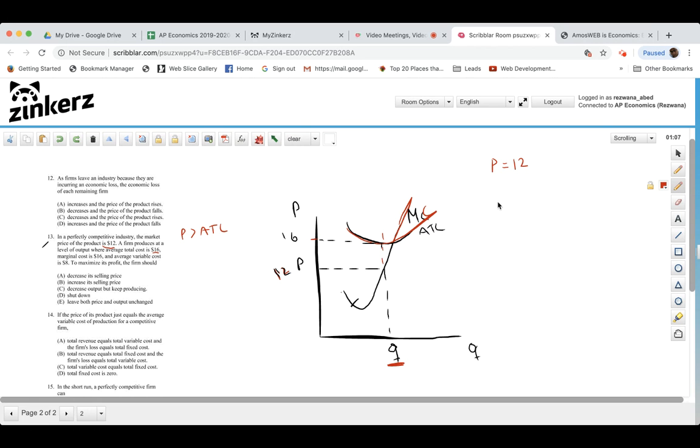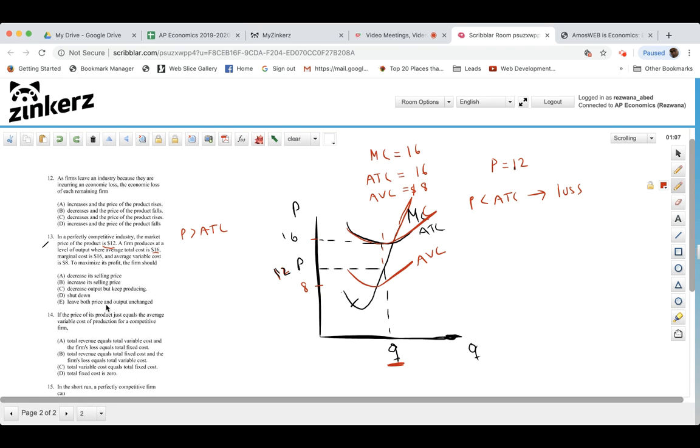I know it's easier to see it visually, but say we can also draw in the average variable cost, which we see here is lower, at 8. And the marginal cost is 16, your price is 12, your average total cost is 16, average variable cost is $8. So a few things, right? You know that this farm is making a loss. So therefore, they're making a loss.